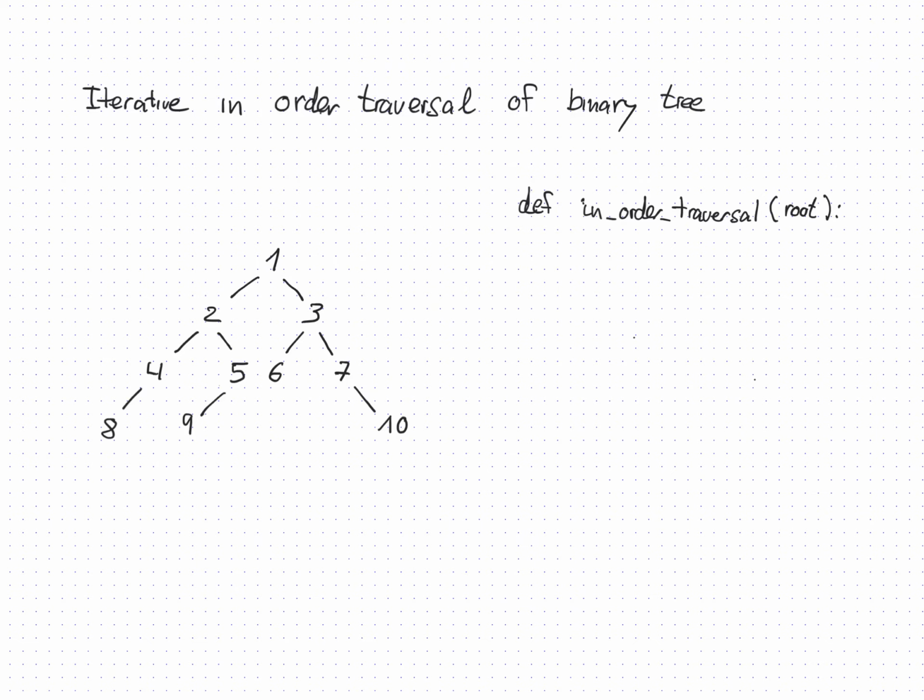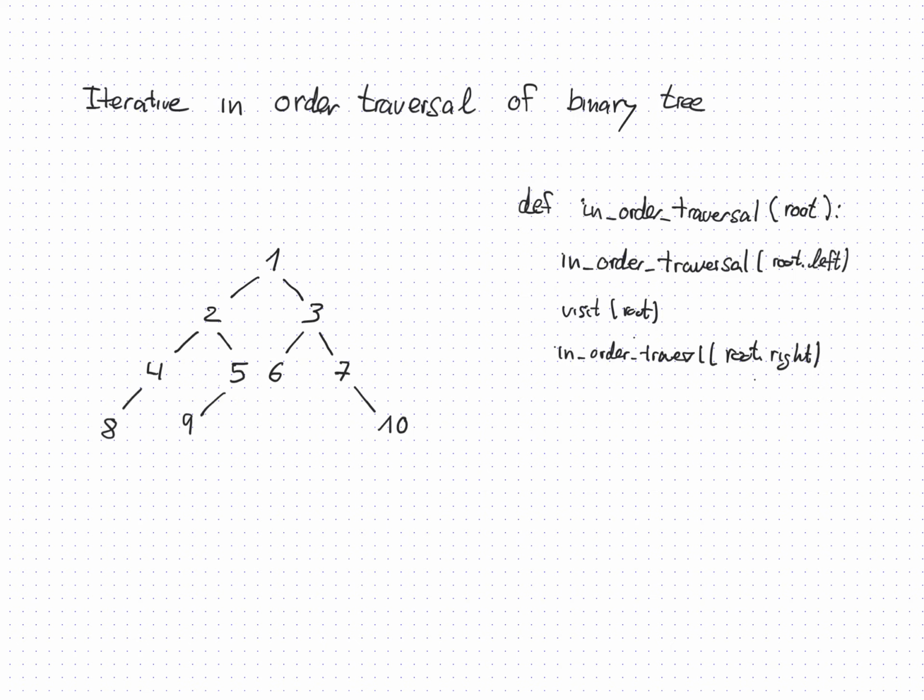So if we do it recursively, for example, if we had this function inorder traversal, we would do first in-order traversal of root.left, then we visit the root node, and then we do in-order traversal of root.right. So this is how to do it simply.